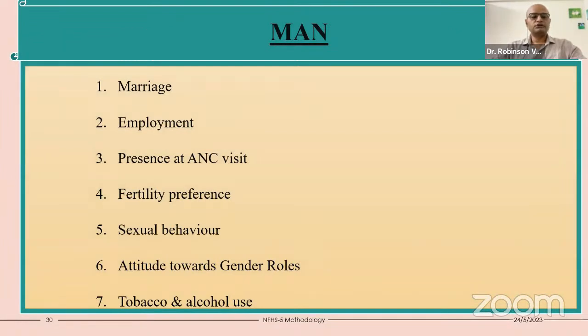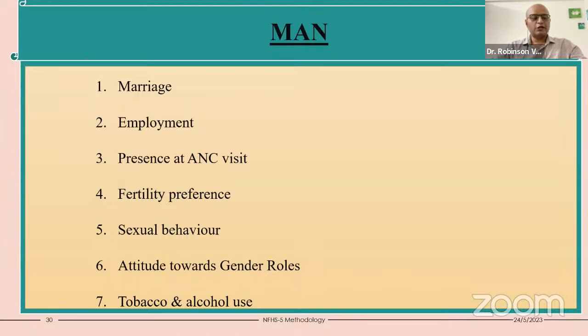In the men's questionnaire, along with the background characteristics, we asked them about their marriage, employment, and whether they accompany a pregnant lady for her ANC visit, any fertility preferences, sexual behavior and attitude towards gender role, any history of tobacco or alcohol use, along with the knowledge of tuberculosis.